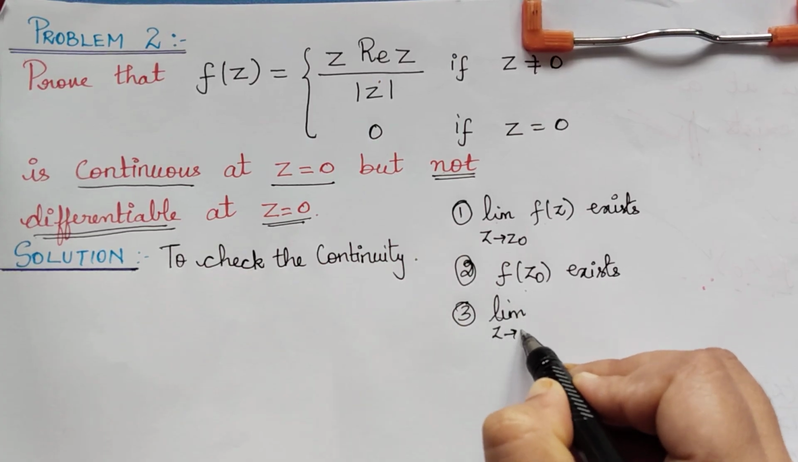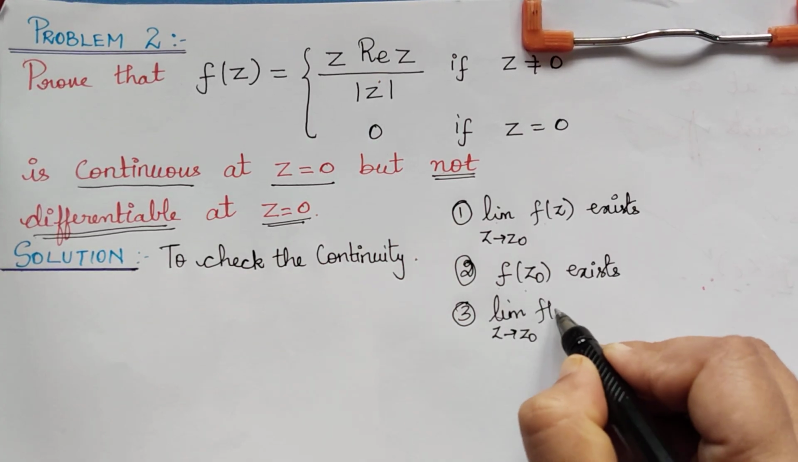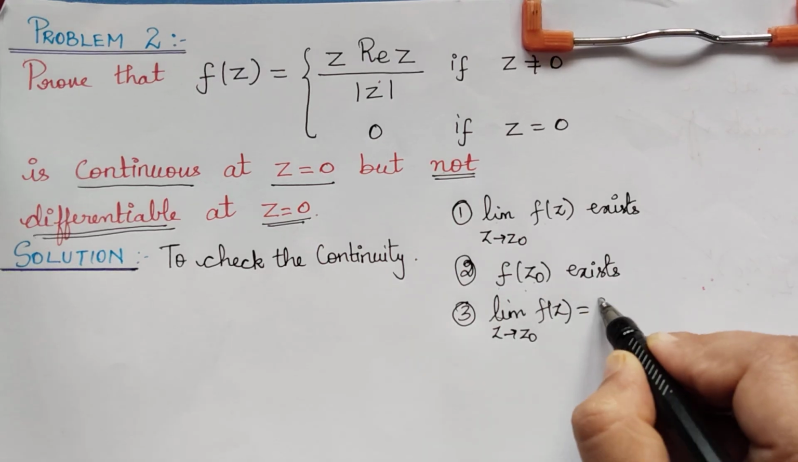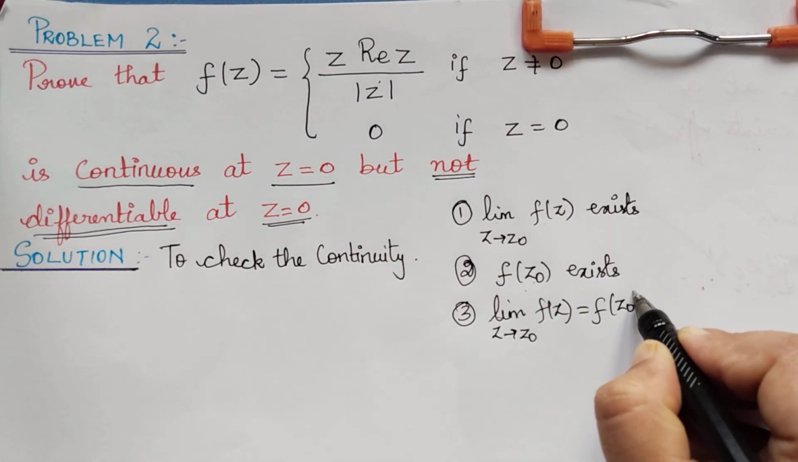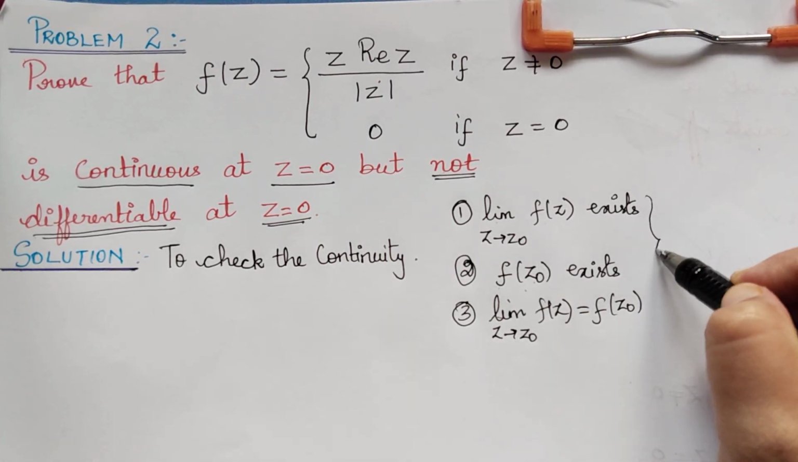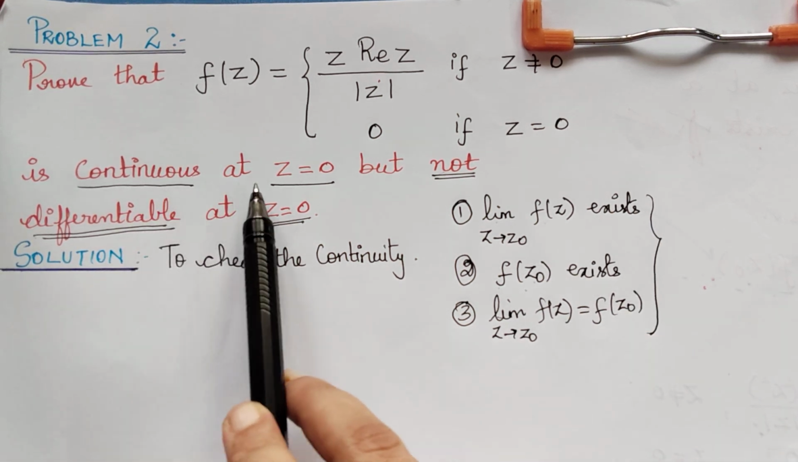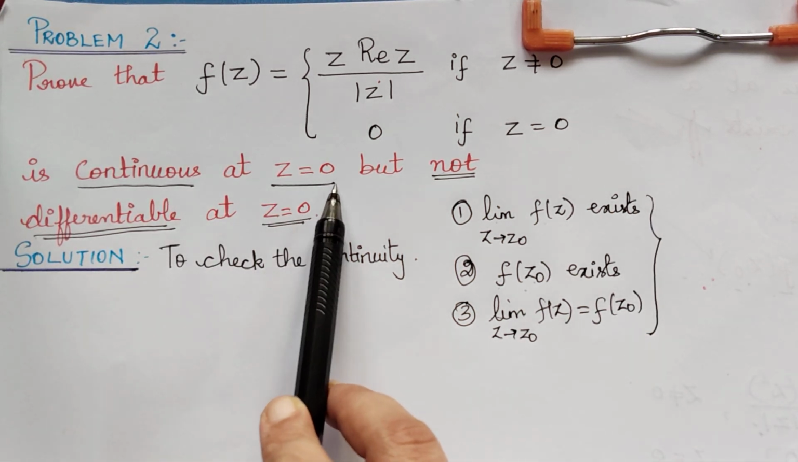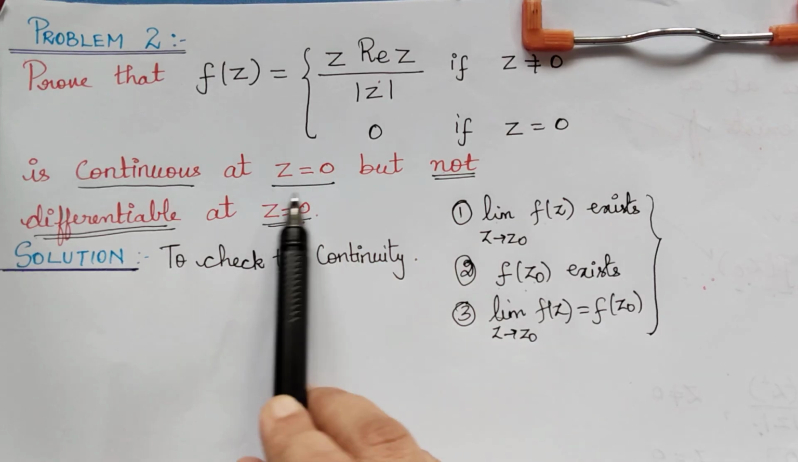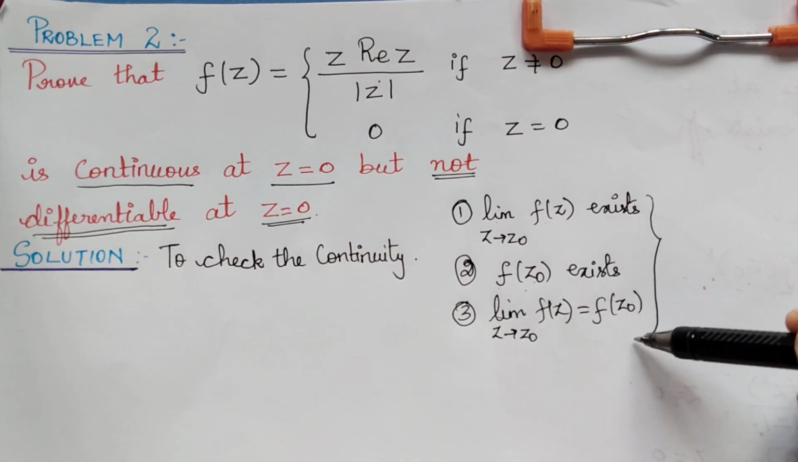So the limit as z tends to z naught of f of z should be equal to the function at the point z naught. If we prove all these three conditions, we are done with the proof that f of z is continuous at the point z equal to 0. So here z naught is 0. That will be our first part.